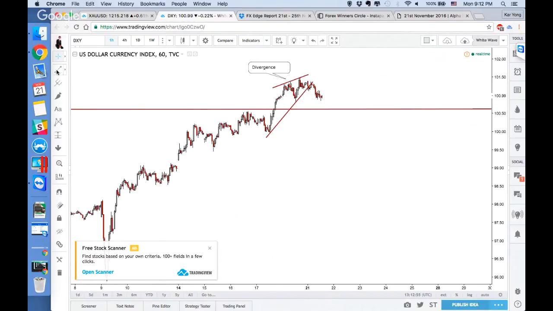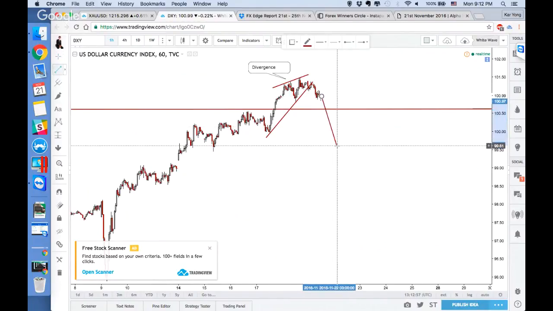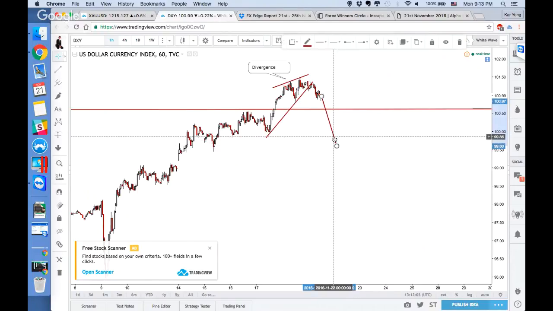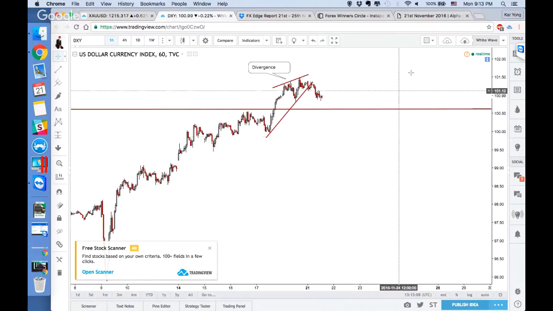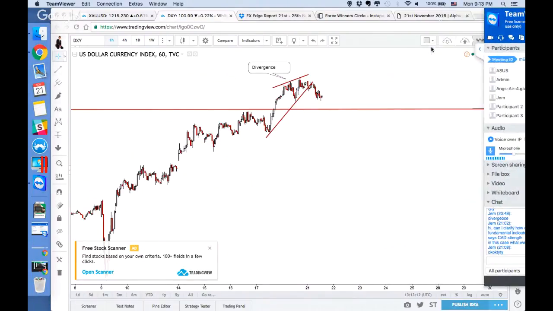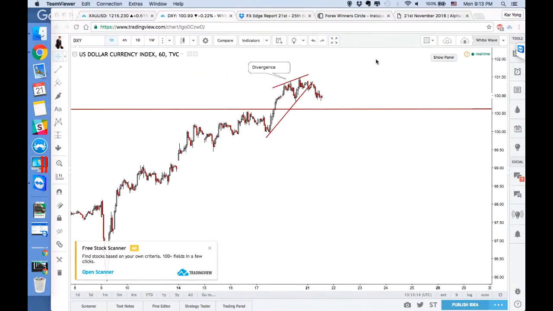What we need is, if it's a sharp correction, it's going to go like this. That means next trading session, tomorrow and Wednesday, price is going to go like this. Then that's a sharp correction, and that's where you can start to look to sell the dollar. Any other questions that you guys have?